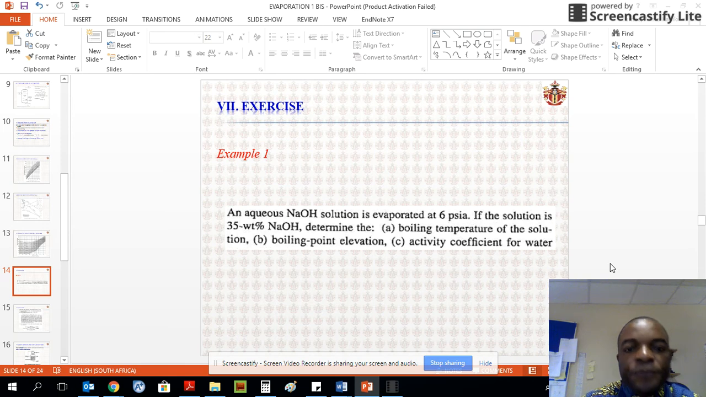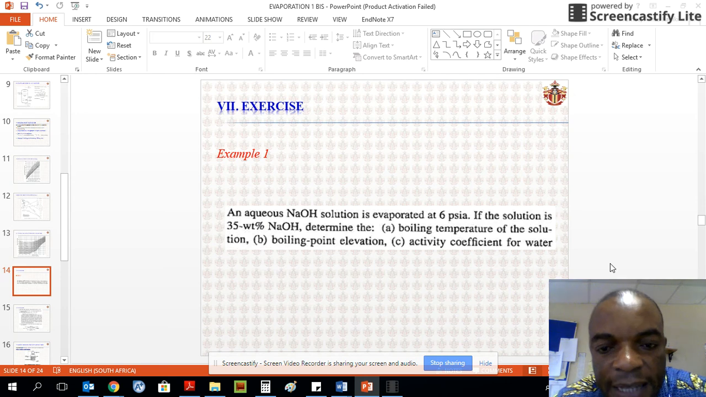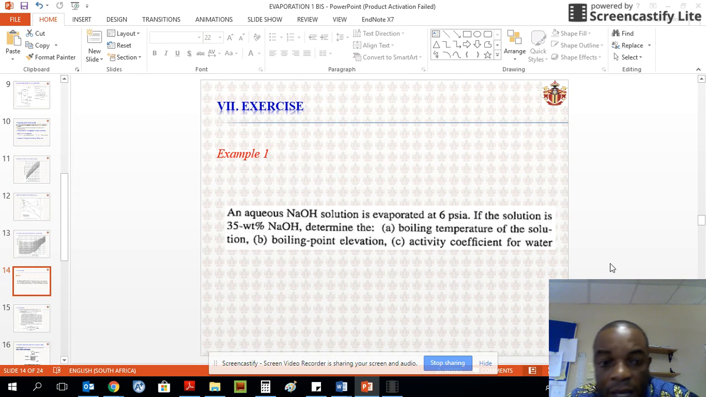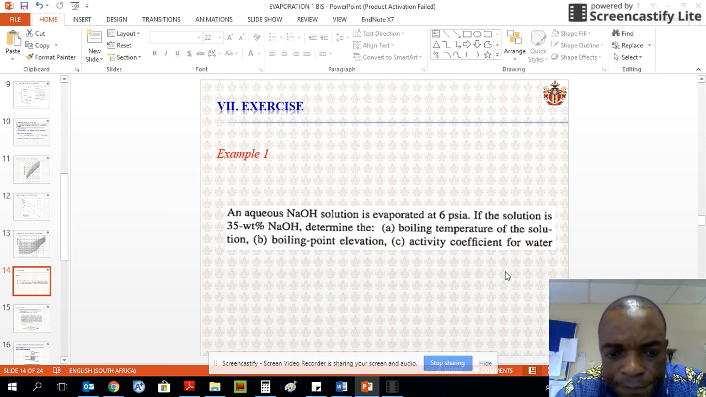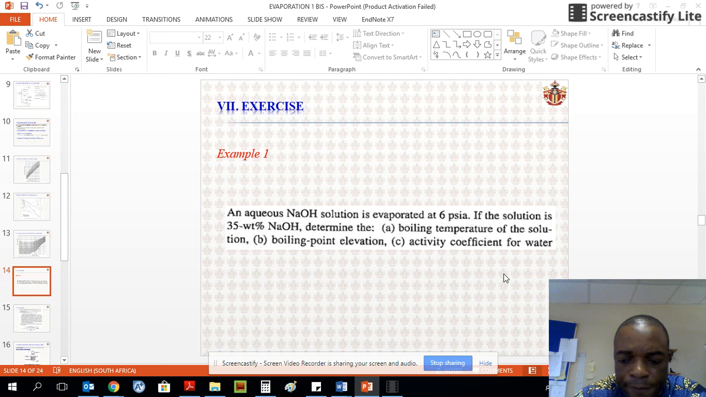An exercise: an aqueous solution of sodium hydroxide is evaporated at 6 psia. If the solution is 35 weight% of sodium hydroxide, determine A, the boiling temperature of the solution, and B, boiling point elevation. Please don't answer C, don't determine the activity coefficient, as it's not part of our topic today.